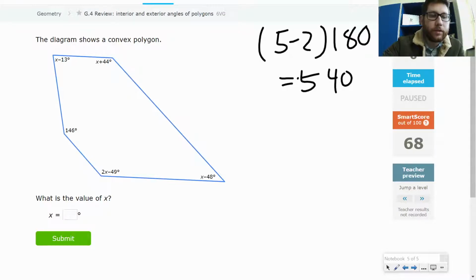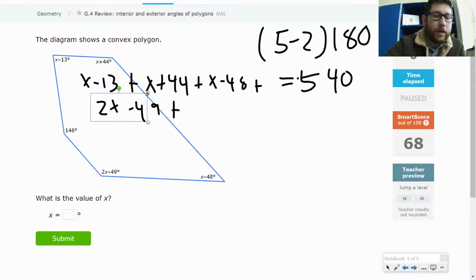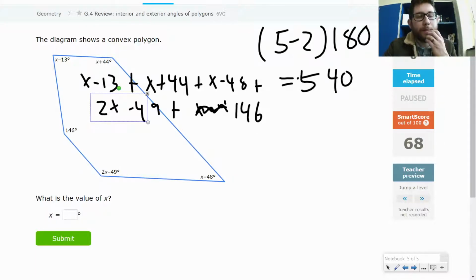So let's just go ahead and start adding them up. I'm going to start here. X minus 13 plus X plus 44 plus X minus 48 plus, I'm going to run out of space. I'm going to just keep going down here. 2X minus 49 plus X minus 40, I already got minus 48, I'm sorry, plus 146. 1, 2, 3, 4, 5. All right, so that's a big mess.